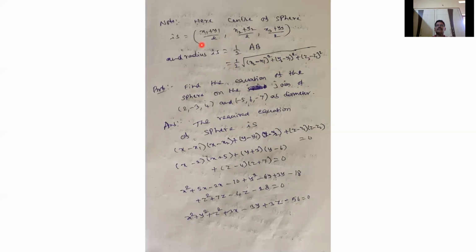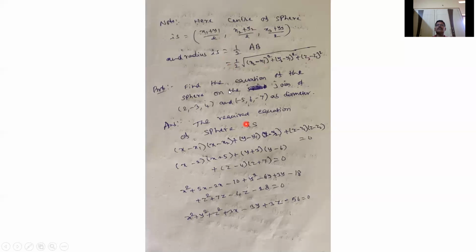So here, the center is taken as a point. If you take the points x1, x2, x3, y1, y2, y3, this is correct. But here we have taken x1, y1, z1, x2, y2, z2. Then the center is (x1 plus x2)/2, (y1 plus y2)/2, (z1 plus z2)/2. So now we see one problem on this model.